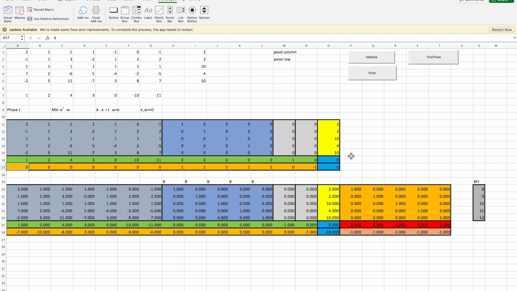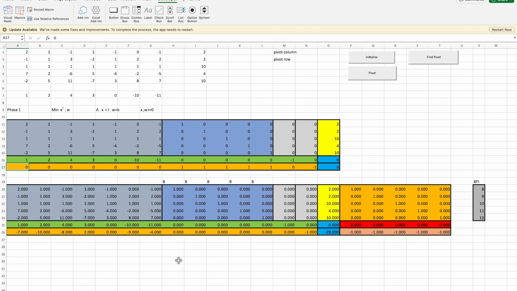We've seen the equivalence between the lexicographic problem and the epsilon problem. And of course here the BFI, the basic feasible index, is important to keep track of. In other words, what are the indices of the basic variables and which row they occur on. Here obviously it's 8, 9, 10, 11, 12. The 8 appears on the first row because I have a 1 here. So this is a simplex tableau for the phase 1 problem.